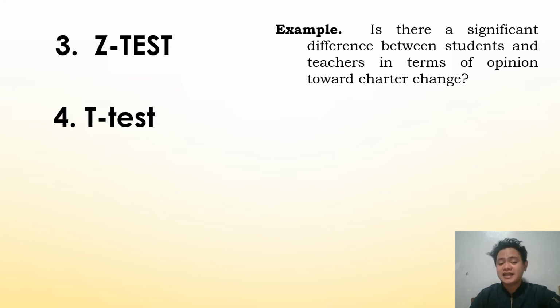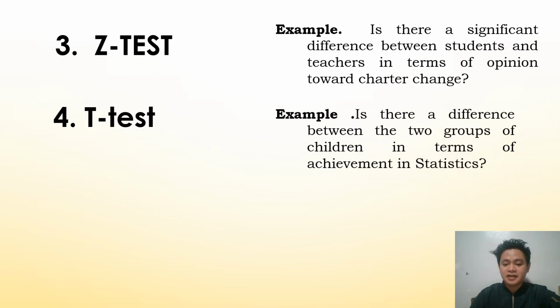Like z-test, t-test can be used to determine the significant differences of your data. Take note, you must have two groups of data. Example, is there a difference between the two groups of children in terms of achievement in statistics? So the only difference between z-test and t-test is that z-test is for 31 and above, while t-test can be used for respondents with 30 and below.